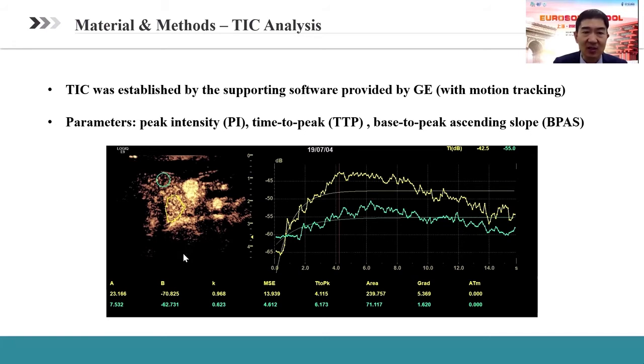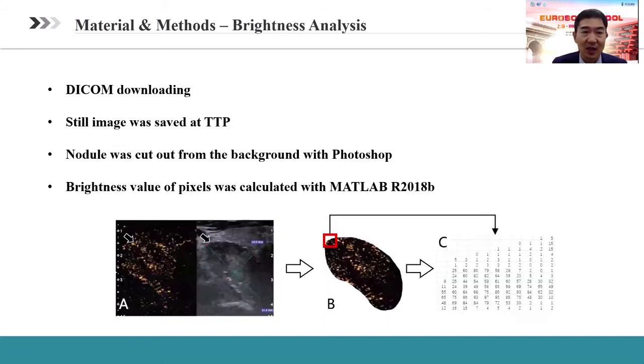The parameters include the peak intensity PI, time to peak TTP, and the base to peak ascending slope BPAS. And then the data of DICOM was downloaded, and the still image was saved at TTP. And then the nodule was cut out from the background with Photoshop.